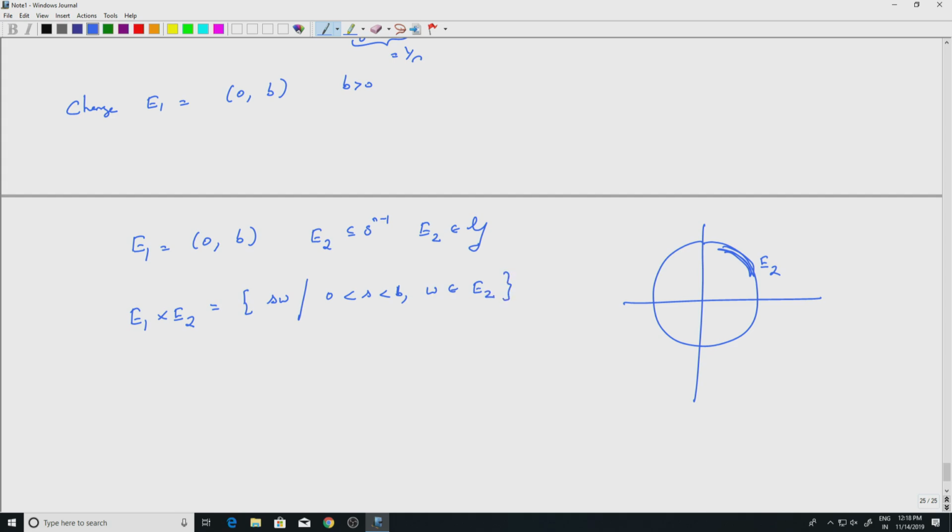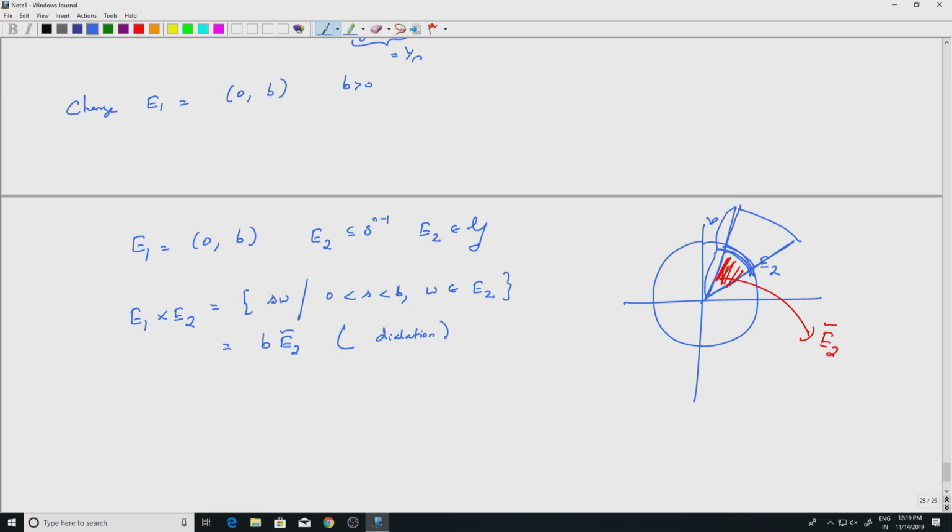Well, how does it look like? If b is greater than 1, you will have a sector like this. So this distance is b. This distance is b. Which is nothing but the dilation of this portion. So you look at this portion, which is E2 tilde, and you multiply it with b. So this is nothing but b times E2 tilde, the dilation. So remember dilation.